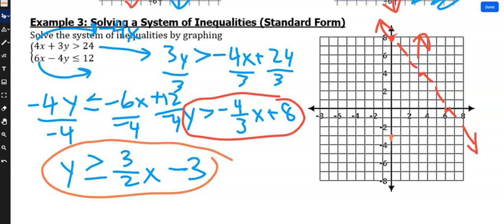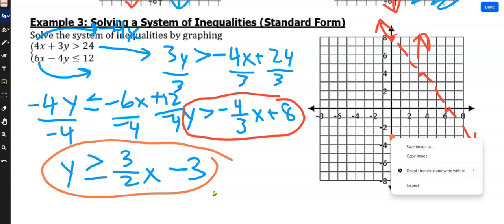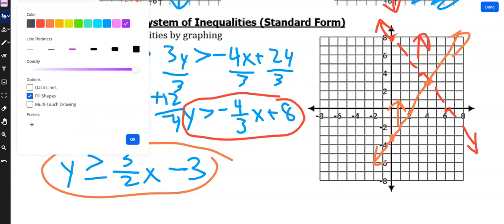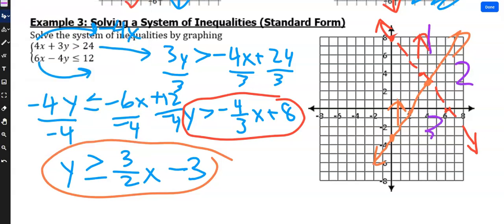So we got minus 3. And then we want 3 over 2. Up 3 over 2. Up 3 over 2. And this one happens to be a solid line because of the equal to. And it wants greater than, so we want to shade above. If you use your hands and shade that one above the red line and that one above the orange line, you can see out of our choices of 1, 2, 3, 4, that it would have to be choice 1.